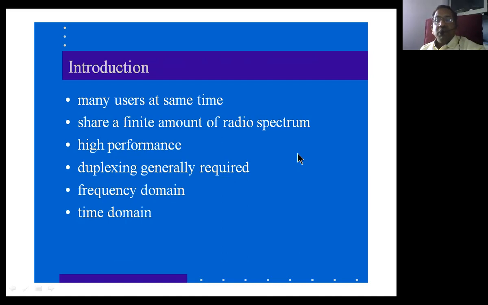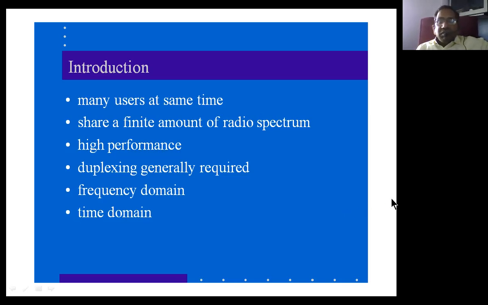Now in multiple access, what is going to happen? Many users are going to share the same resource at the same time, the same given bandwidth or frequency spectrum. So it shares a finite amount of radio spectrum. The radio spectrum has many channels, and all these channels are used by many users or mobile units. Here, the user is nothing but the mobile unit.